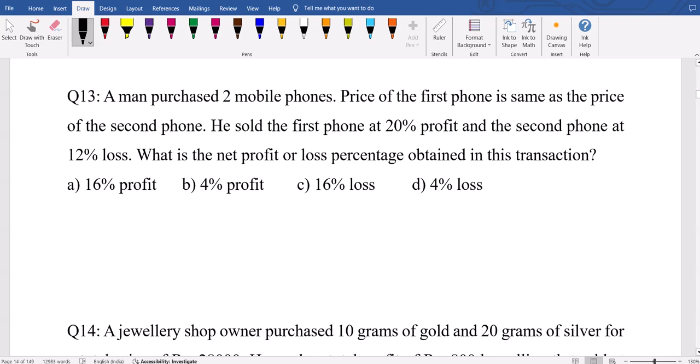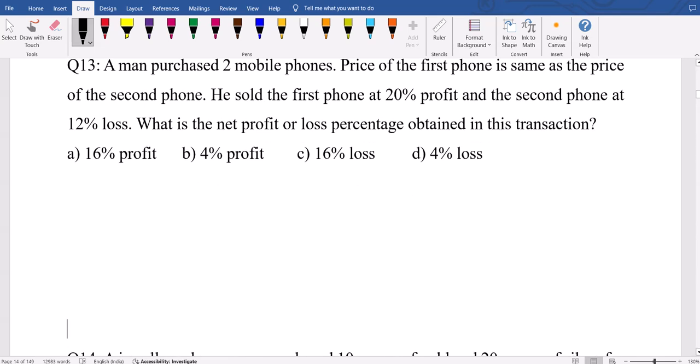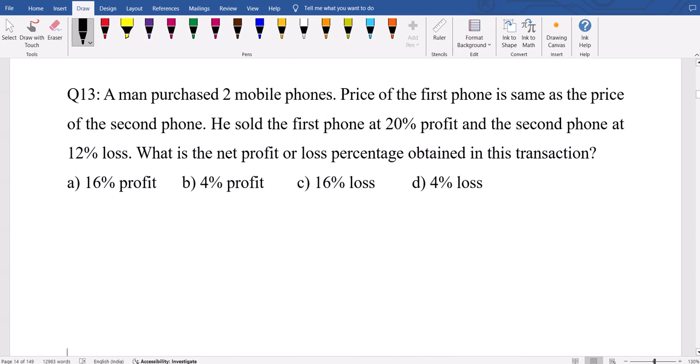We're discussing 15 questions solidly, then simple interest and compound interest, around 15 questions. Then we'll go for other topics as well. See this.